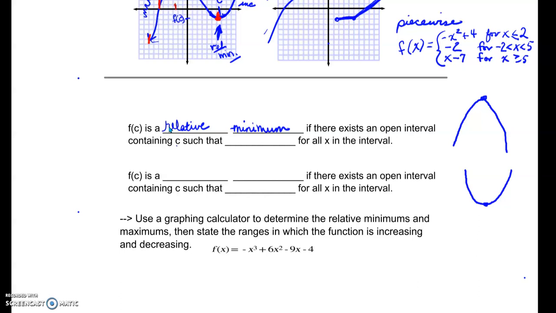We say that there is a point C, so our C is our point here where we have our relative minimum, such that f of C is less than all of the f of x's, or all of those y values. All of the y values in that interval.